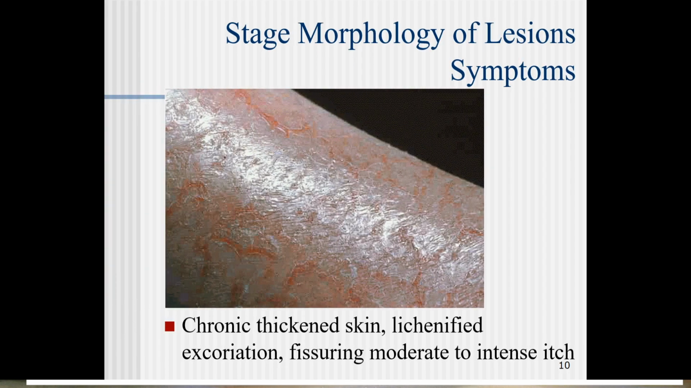Chronic process: thickened skin or lichenification, excoriation, fissuring, moderate to intense itch.